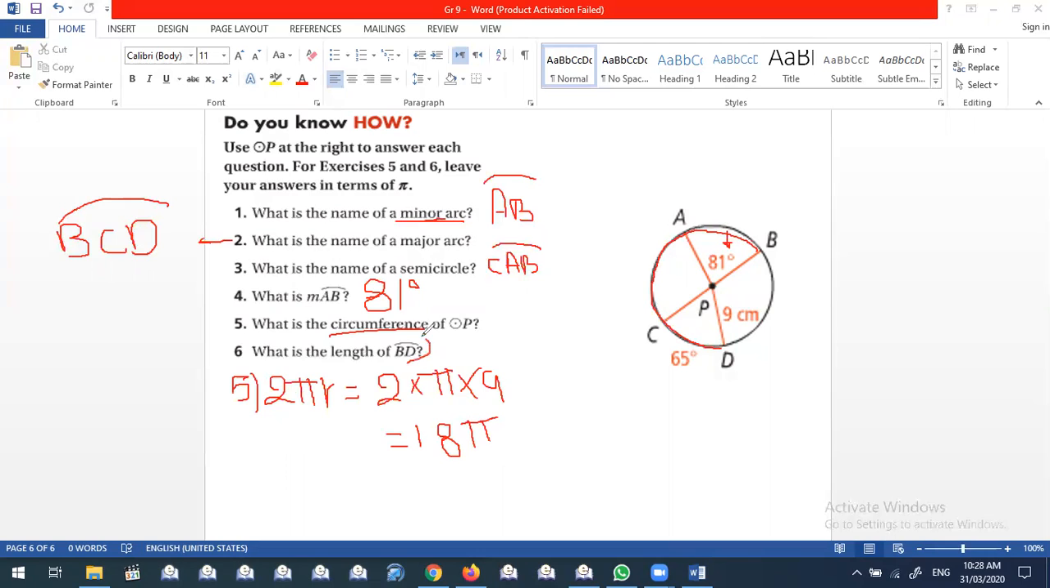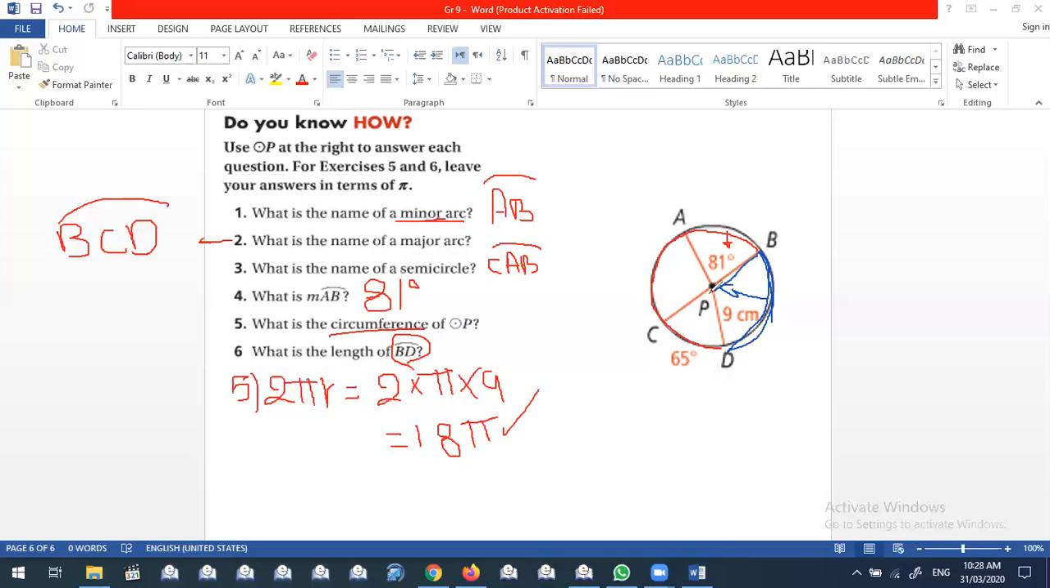What is the length of the arc BD? For arc BD, I need its measure, and also I need the circumference of the circle. Already I have the circumference. I need the measure of arc BD. This arc, how can we find it? And we don't have its central angle. How can we find it? It's a very easy way. This arc is 65.